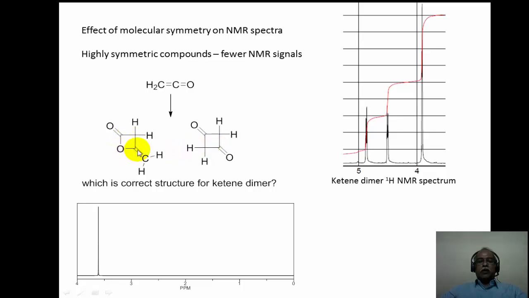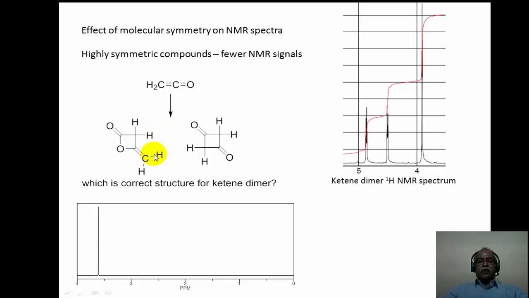Of course, if we look at the two structures, this is clearly a more unsymmetrical structure compared to this particular structure. The actual experimental spectrum of ketene dimer is shown on the right hand side here, and you can see it is a fairly complex spectrum consisting of chemical shift value 1, chemical shift value 2, and chemical shift value 3. Now, this structure should have one chemical shift value corresponding to this hydrogen, which is cis to the oxygen, another chemical shift value corresponding to this hydrogen, which is trans to the oxygen, and finally one chemical shift value for both the methylene hydrogens in this particular molecule.